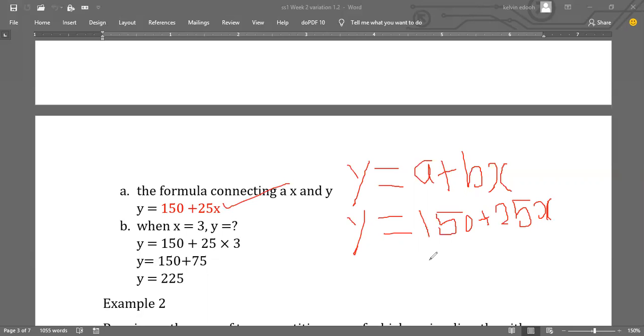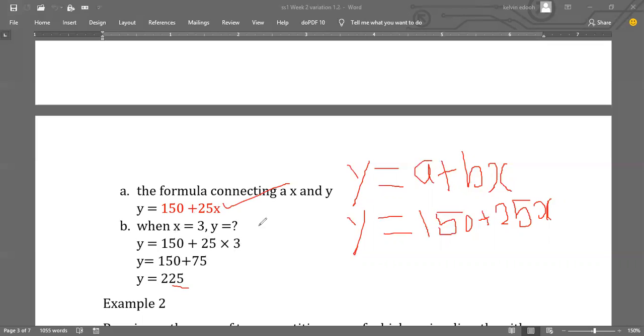So with this now, you can find any letter. You can find x when this and that. We were asked to find y when x is 3. So I'll just substitute. y is equal to 150 plus 25 times x. So 25 times 3, because x is 3. So you have 150 plus 75. So y is 225.